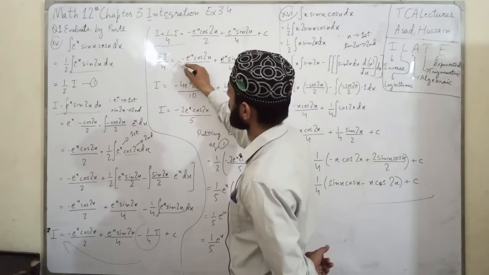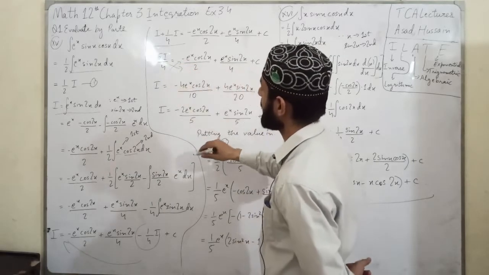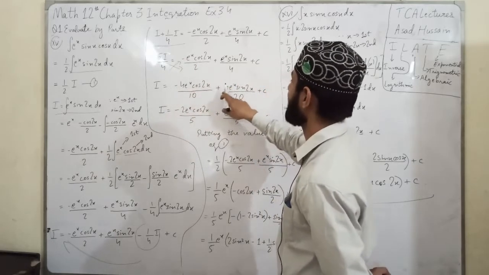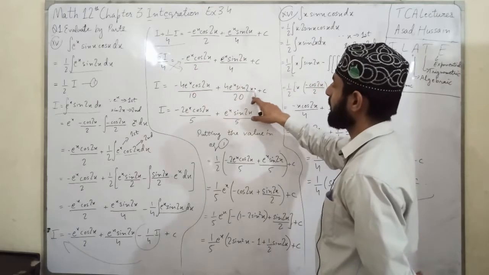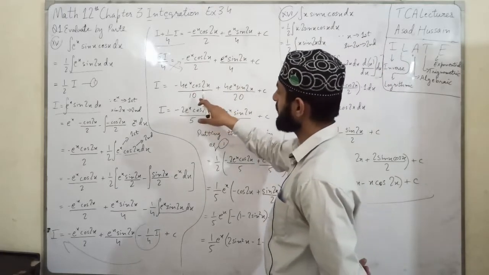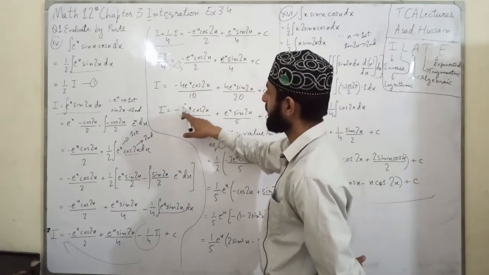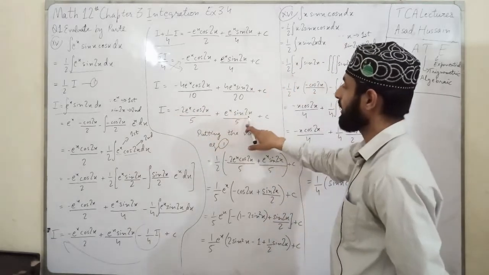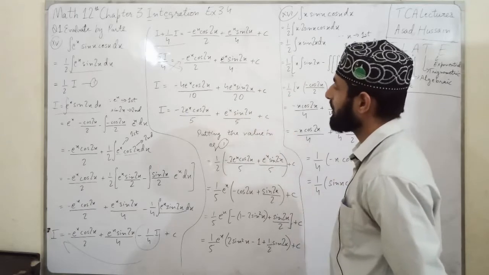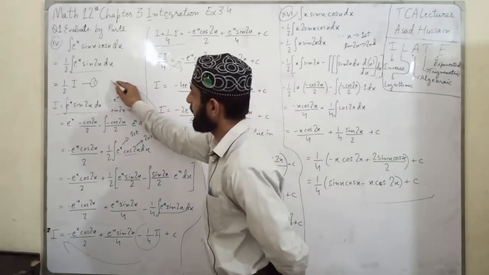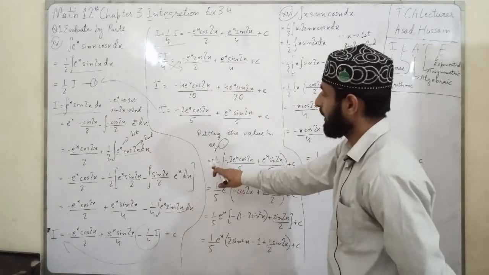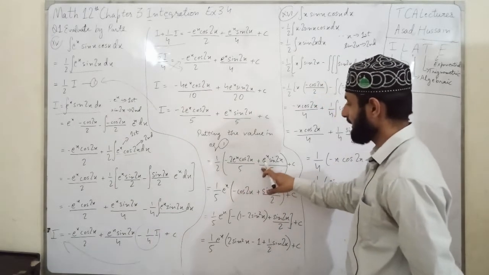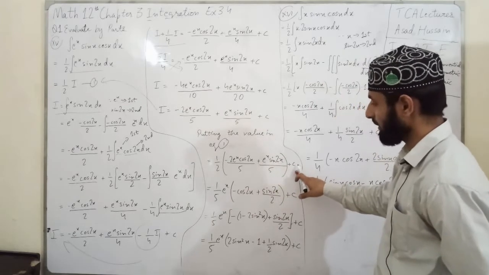4 is multiplied to the numerator and 5 is to the denominator. So we get I is equal to negative 4 e^x cos 2x by 4 plus 4 e^x sin 2x by 20 plus c. Cutting the values, we get I is equal to negative 2 e^x cos 2x by 5 plus e^x sin 2x by 5 plus c. Now putting the value of I in this equation, we get 1/2 into negative 2 e^x cos 2x by 5 plus e^x sin 2x by 5 plus c.